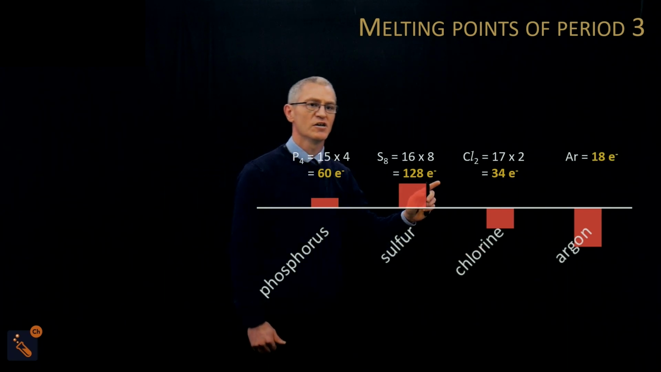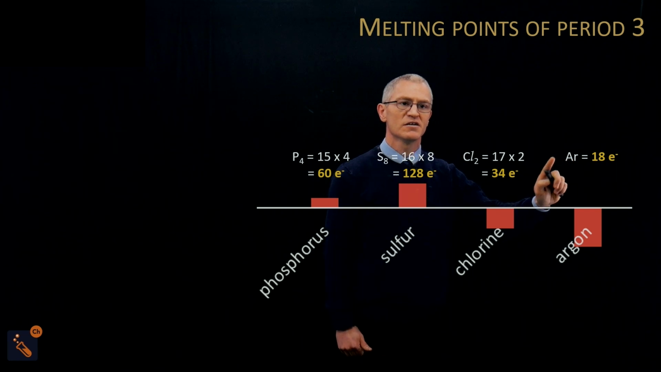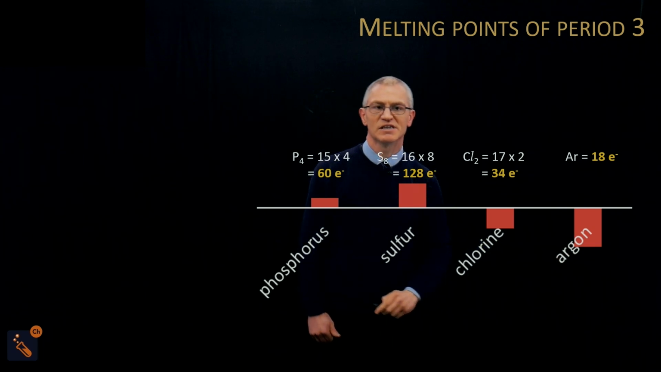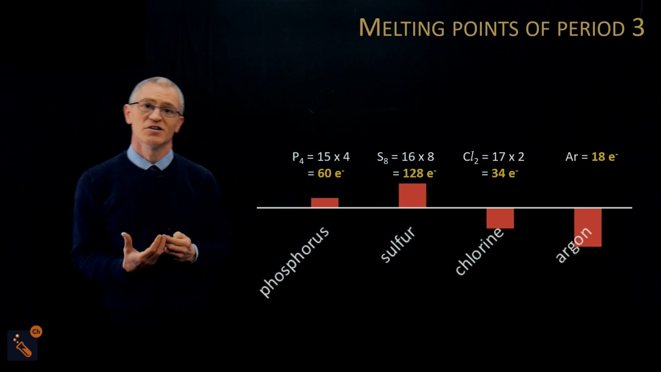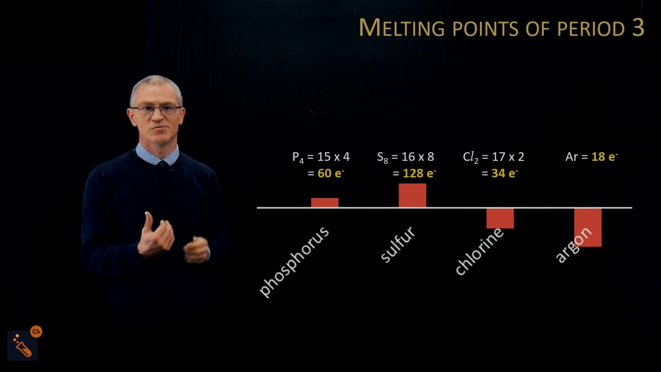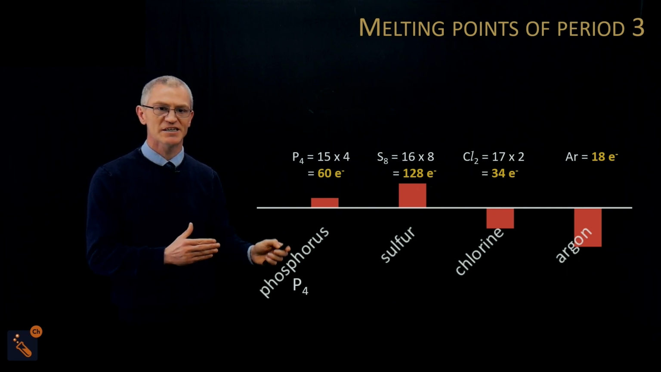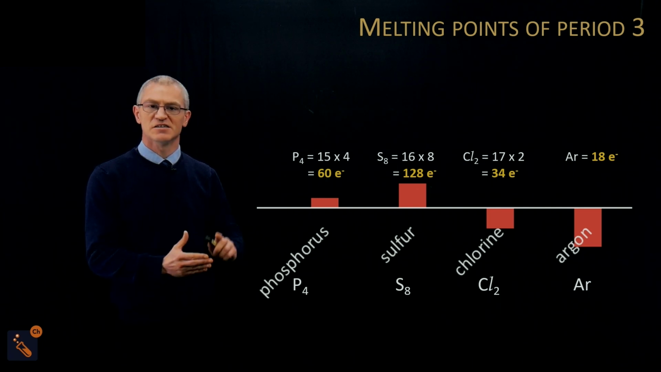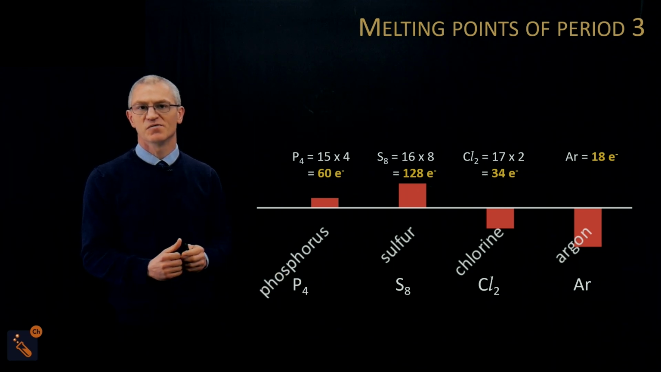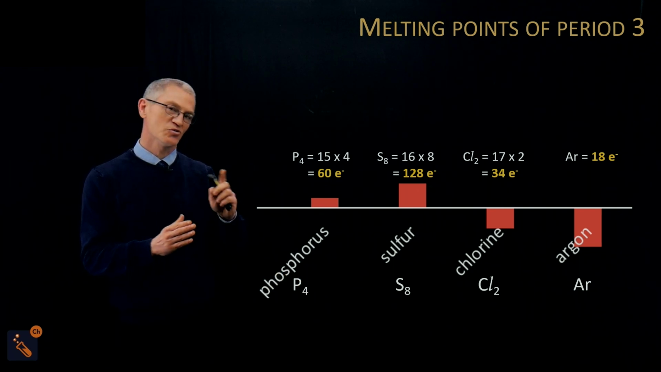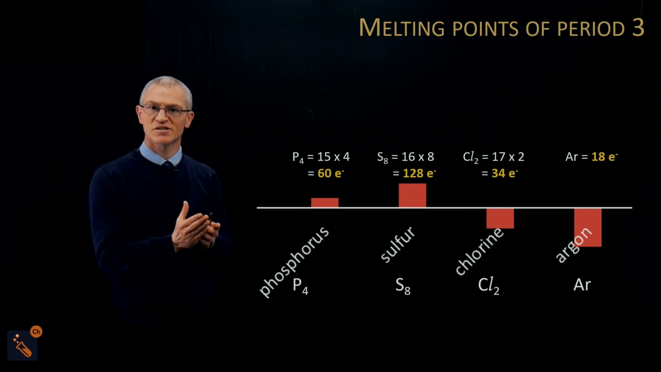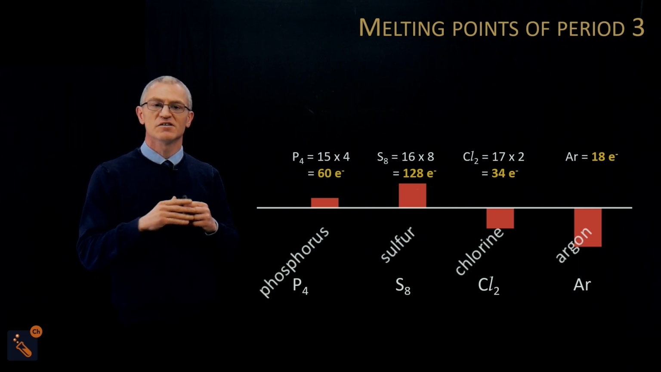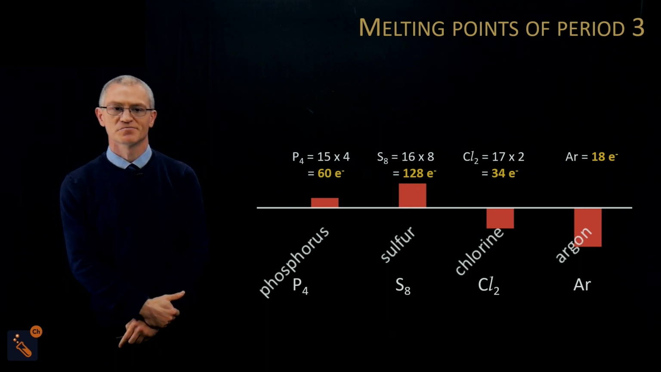If we follow that rule and we go to argon, argon is just an atom, it has 18 electrons. That's lower than all of them, which means it has a significantly lower melting point. So when you're describing this, you need to refer to the number of electrons, and you need to remember, really importantly, it is P4, S8, Cl2, and argon. You need to remember those formulas in order to understand this question. Remember, it's all about numbers of electrons. The higher the number of electrons, the stronger the London force, and therefore the higher the melting point.